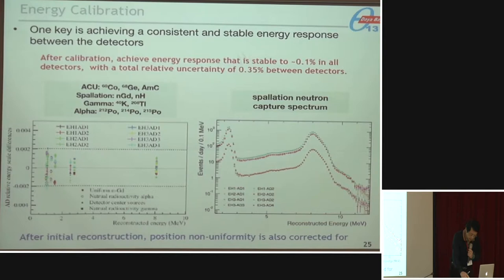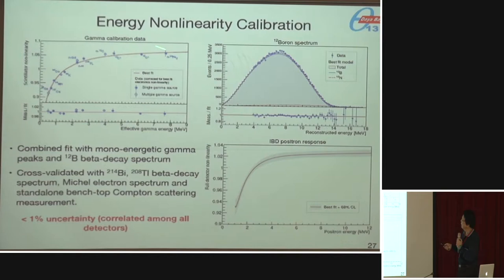So to understand this, we use those calibration sources and various different sources to map out our non-linearity response. This non-linearity response actually varies from low energy to high energy. But we think we understand this to better than 1% now. This is the uncertainty band. We attribute this as a systematic, and also check with the so-called beta tail spectrum in situ.